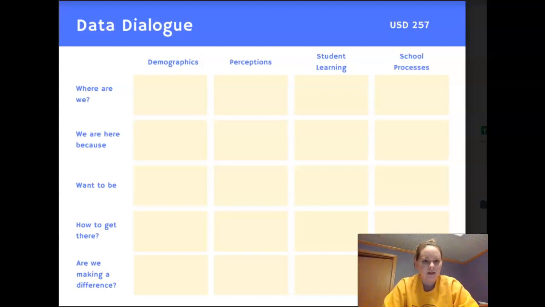This is my data dialog graphic organizer chart, and I chose to create my chart like this based off what we've learned in class in a sense of how important data is. And while looking at data, you have to know what you're after, and that includes being honest with where you are and where you want to be.